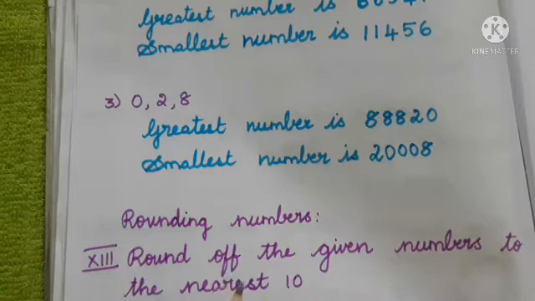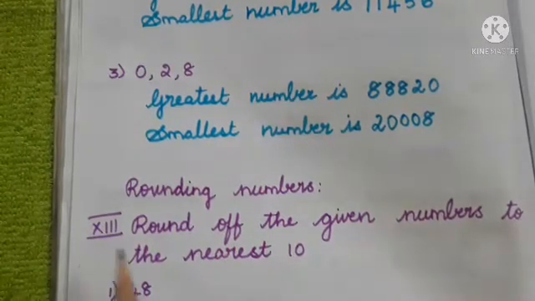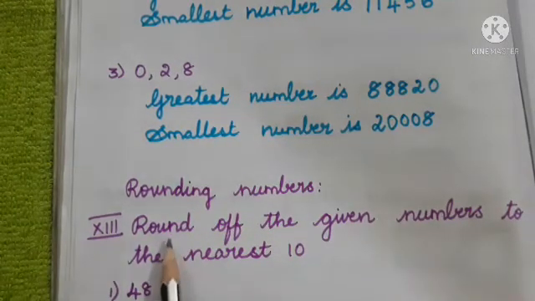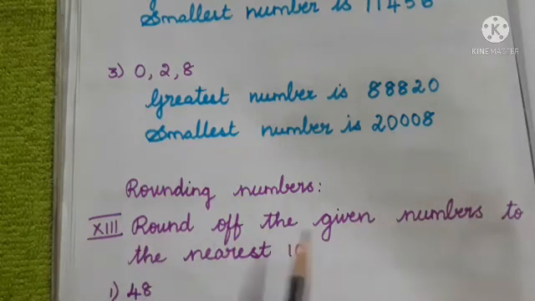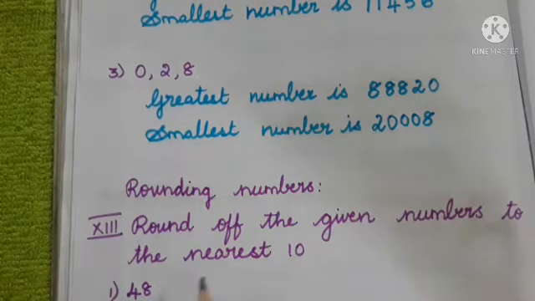Okay, so listen, here we have the first question. What is 48? What they ask is that we want to find out the nearest 10 of 48. Round off the given number to the nearest 10. We want to find the nearest 10 of 48. So we know that this 48 lies between 40 and 50.